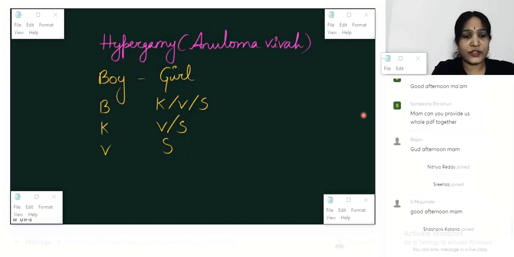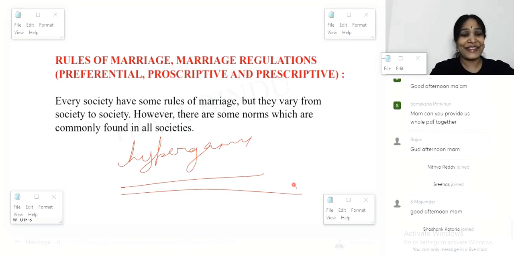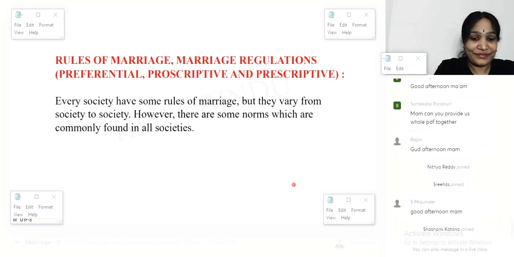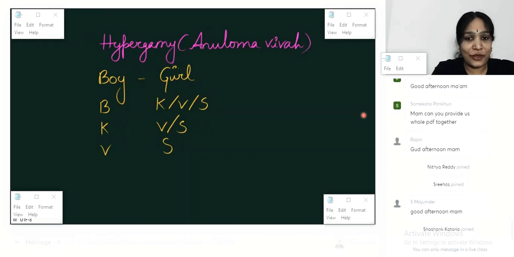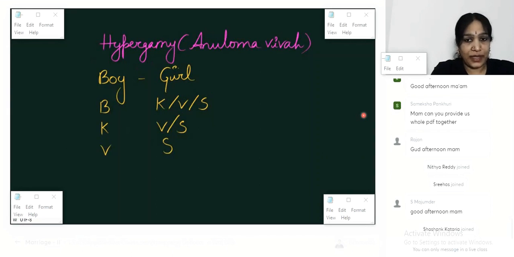Actually my writing looks different, but here it became like this on this board. I have to practice writing on this more. Fine. Coming to hypergamy, anuloma vivaha, hypogamy, pratiloma vivaha. Look here. In hypergamy, if the boy is a Brahmin, the girl is either Kshatriya or Vaishya or Sudra. In all these cases, we call it hypergamy. If the boy is a Brahmin, whoever he marries other than Brahmin, it is called hypergamy.